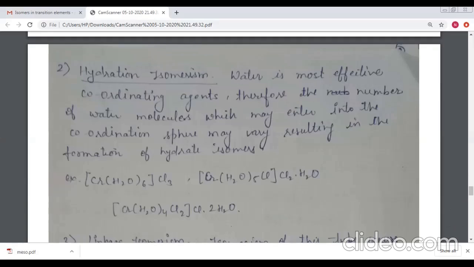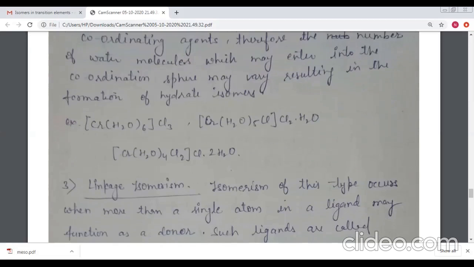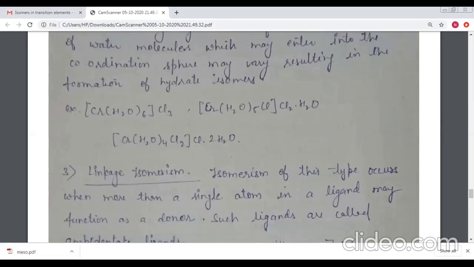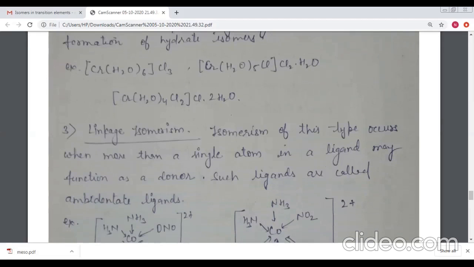In this example, the number of water molecules is 6, and in this type of example, the number of water molecules is 5 inside the bracket and 1 outside the bracket, and then again one molecule of water and then 2 molecules of water. So this type of isomers is called hydration isomerism. Now come to the linkage isomerism.